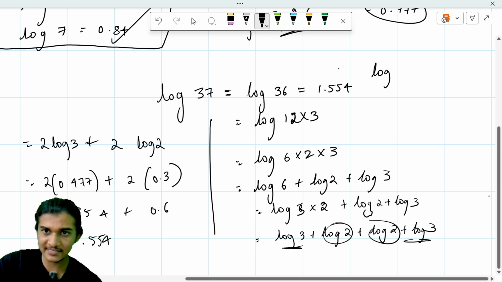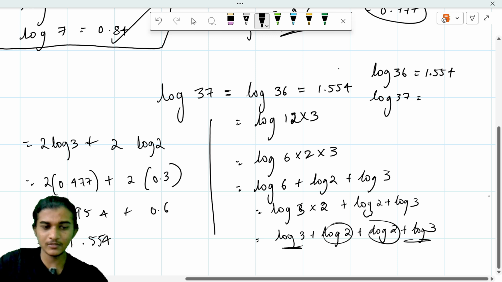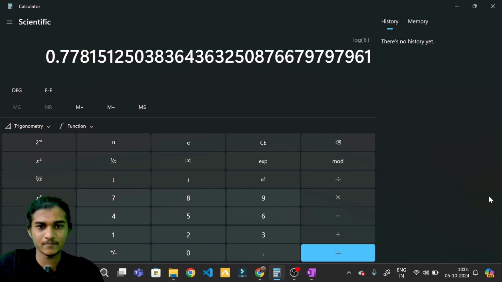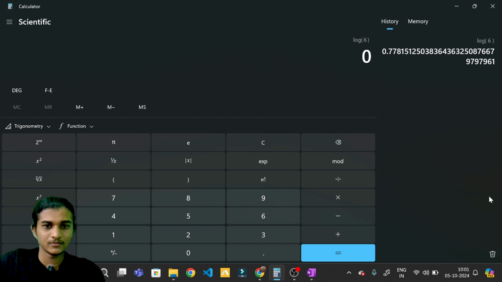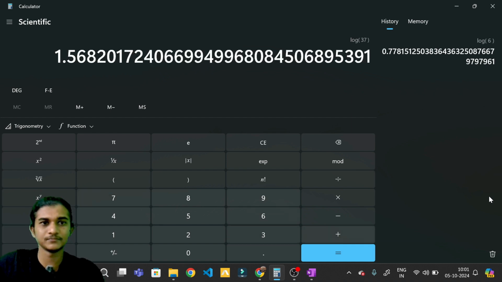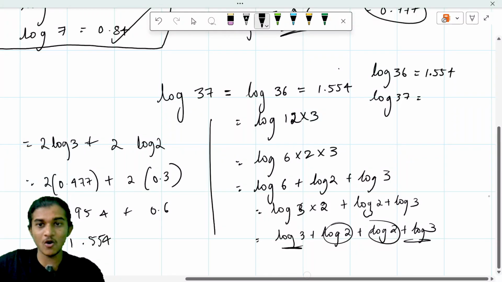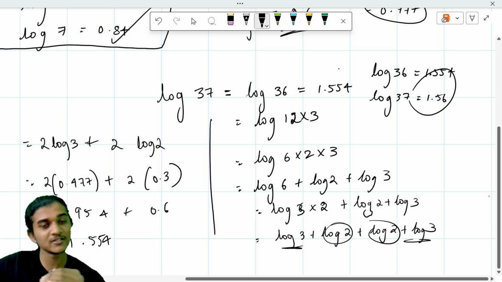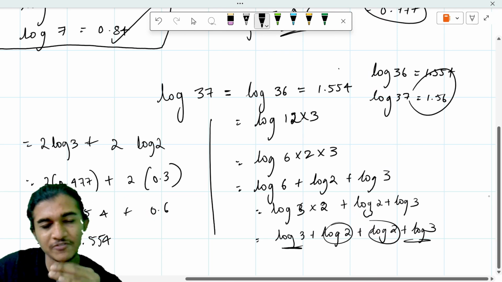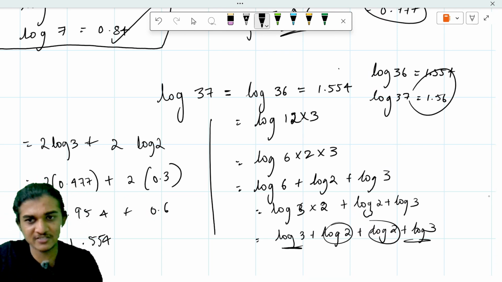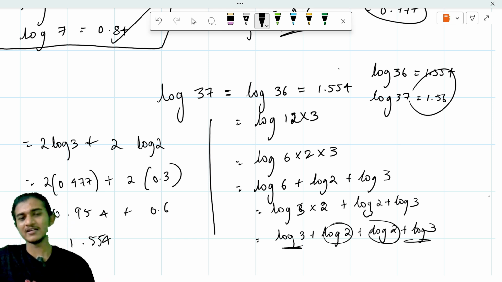Now we found the log 36 value. We didn't find the log 37 value. 1.554. Now let us check with the calculator what is log 37. Log 37 is 1.56. Almost the same. See, the error is not that significant. If you're solving, especially in competitive exams, this slight amount of error doesn't matter much. See, almost the same, 1.554, and log 37 is 1.56.